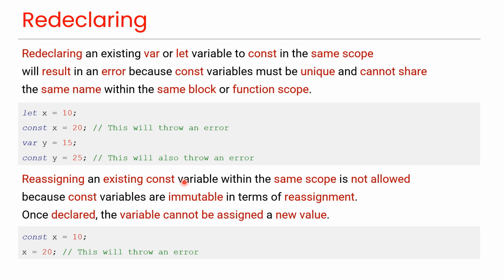Reassigning an existing const variable within the same scope is not allowed, because const variables are immutable in terms of reassignment. Once declared, the variable cannot be assigned a new value. Here, we declare x as const with a value of 10. When we try to reassign x to 20, JavaScript throws an error because const variables are immutable for reassignment.